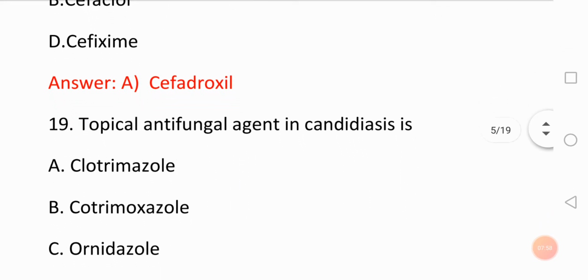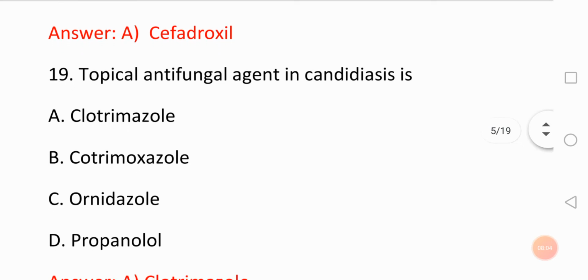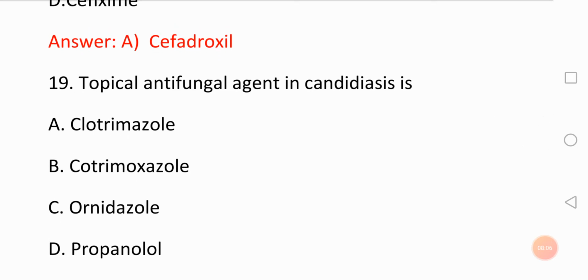Nineteenth question: a topical antifungal agent in candidiasis is A. Clotrimazole, B. Cotrimoxazole, C. Tinidazole, and D. Propranolol. And the answer is A, clotrimazole.